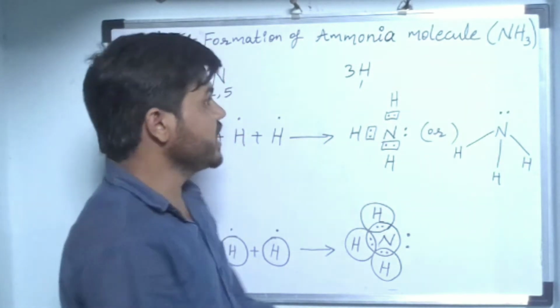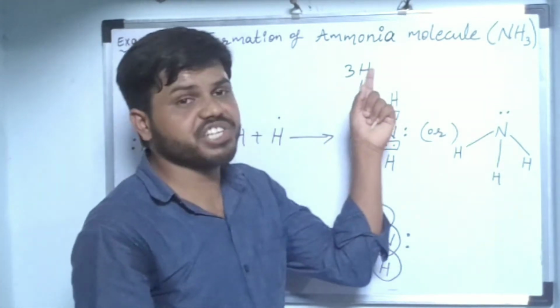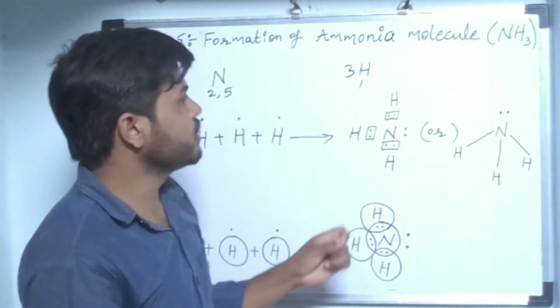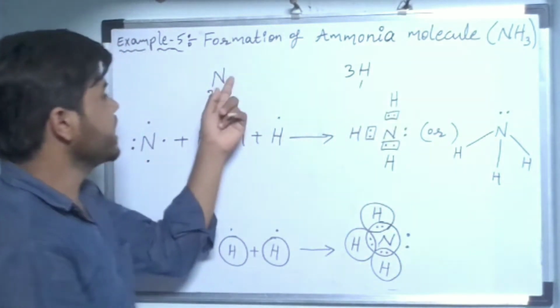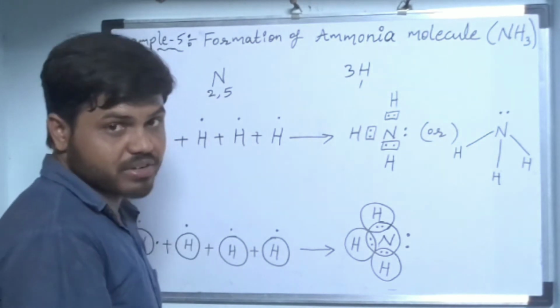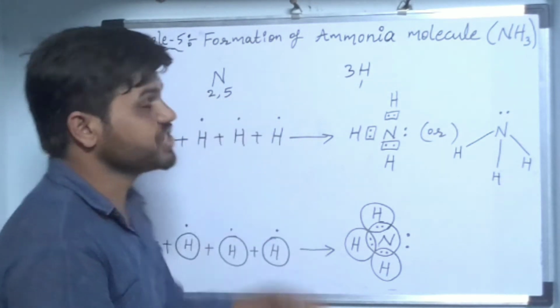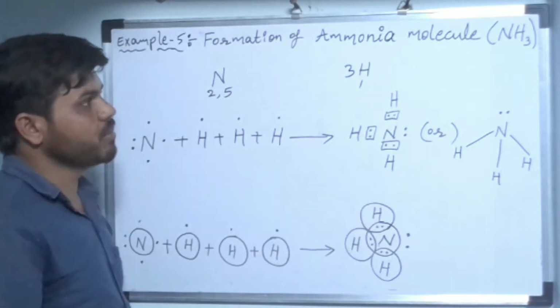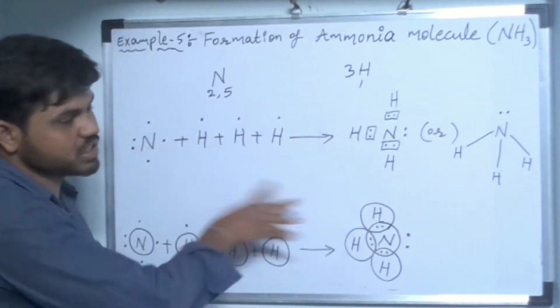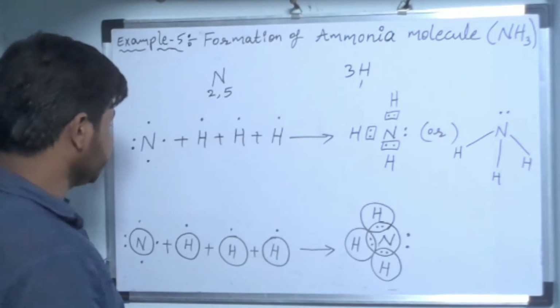So when the hydrogen shares 1 electron with nitrogen, at that time hydrogen gets helium configuration and nitrogen gets neon configuration, that is octet configuration in the outermost orbital. Now see the structure of ammonia molecule.